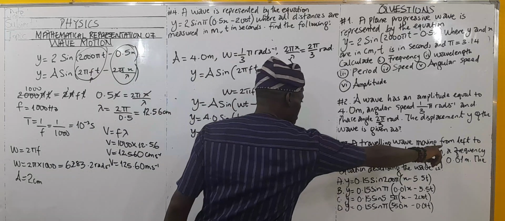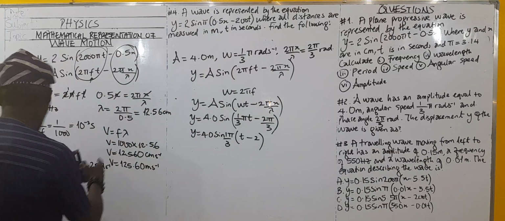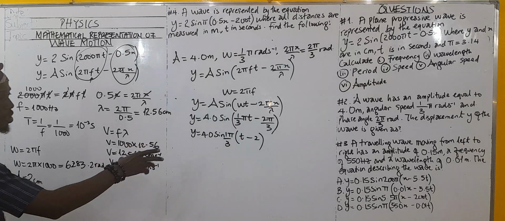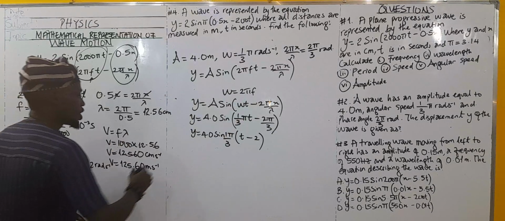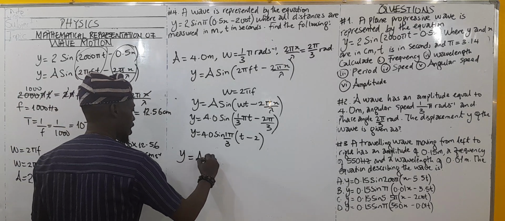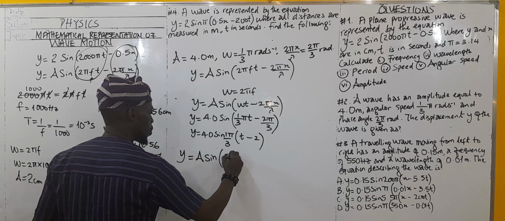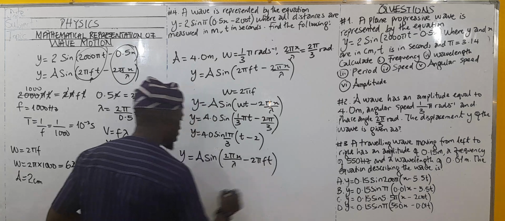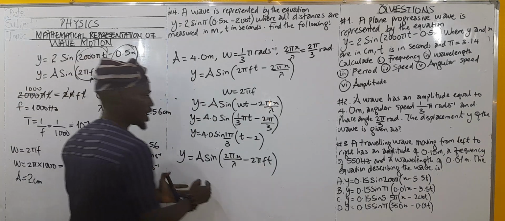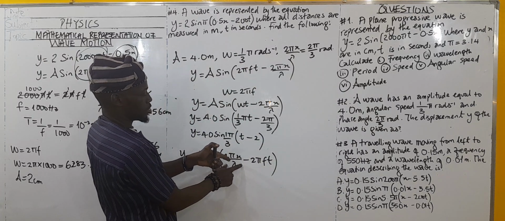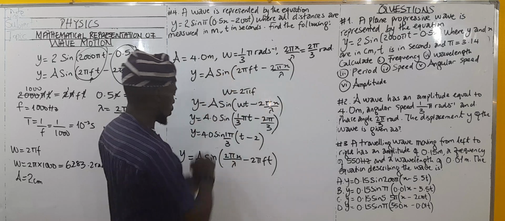A traveling wave moving from left to right. So now the equation we'll be using, moving from left to right, will be A sine (2 pi x over lambda minus 2 pi f t). Please take note, it's moving from left to right, so we start with the phase angle minus this. Then just swap it. Okay.